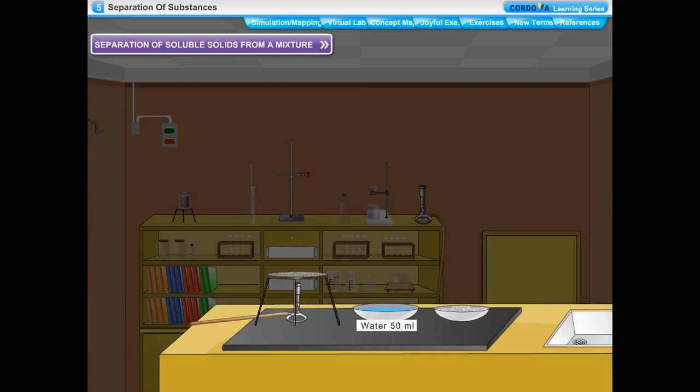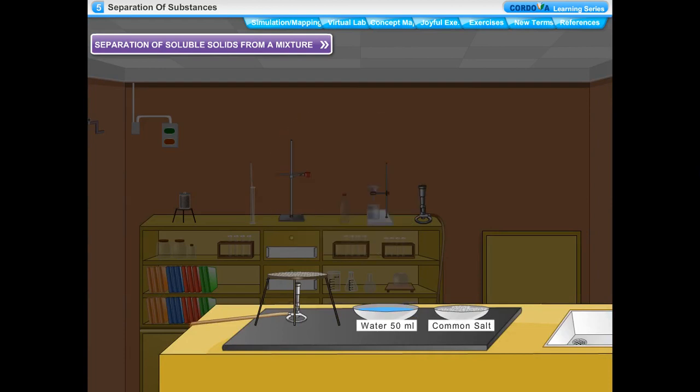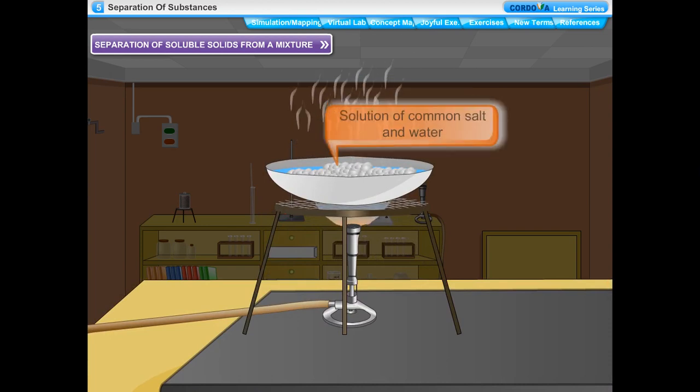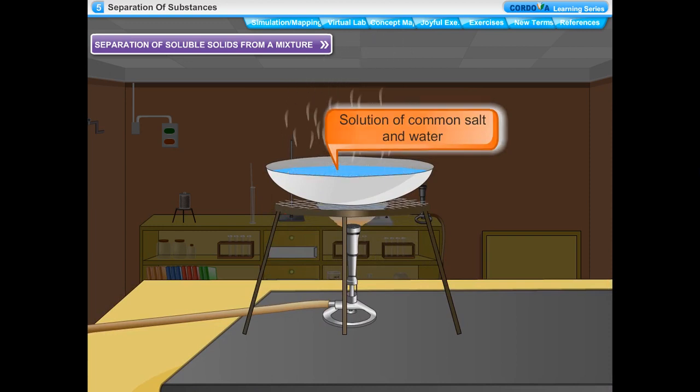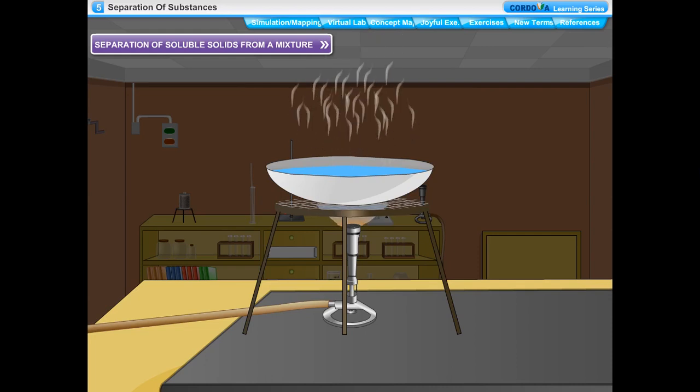Separation of soluble solids from a mixture. Evaporation. This method is used to obtain a solid substance that has dissolved in a liquid. Common salt dissolved in water can be separated by the process of evaporation. The process is based on the fact that liquids vaporize easily on heating, whereas solids do not. The process of changing of a liquid into its vapor by heating is called evaporation.